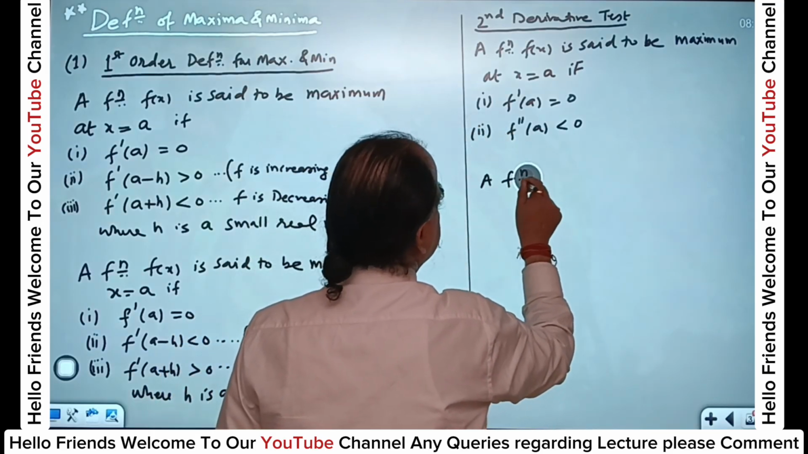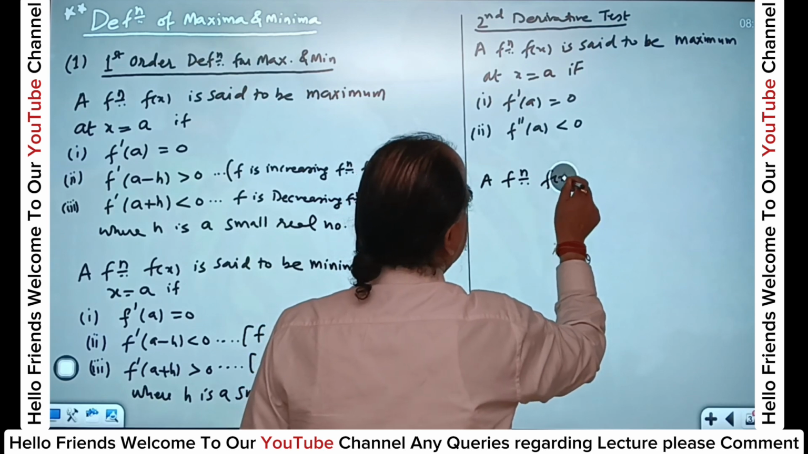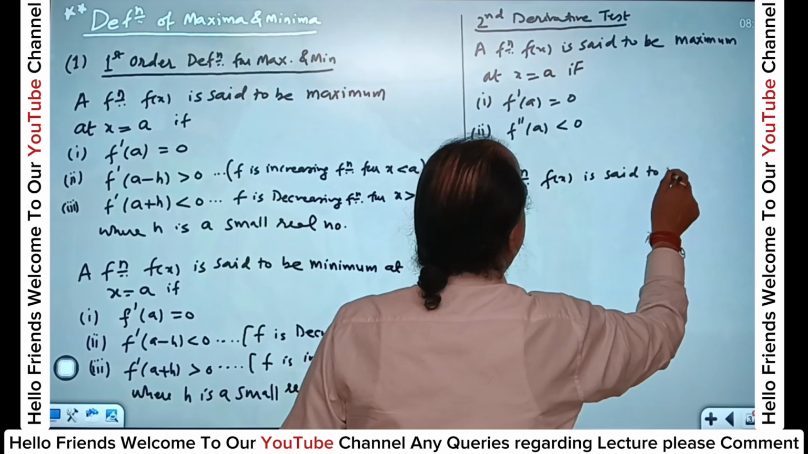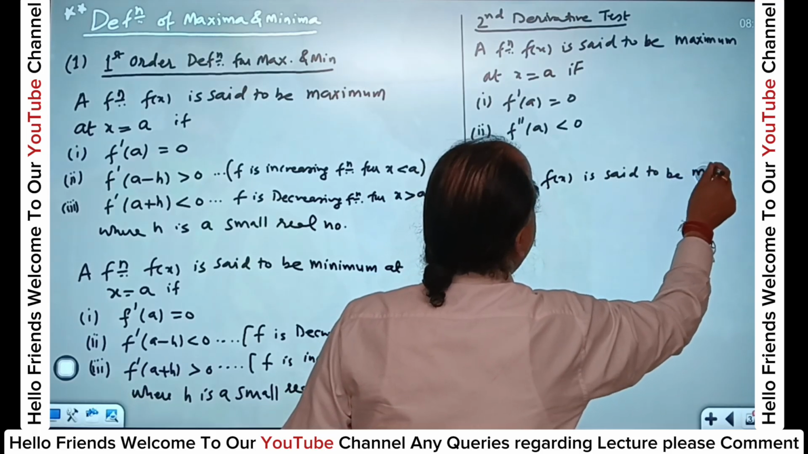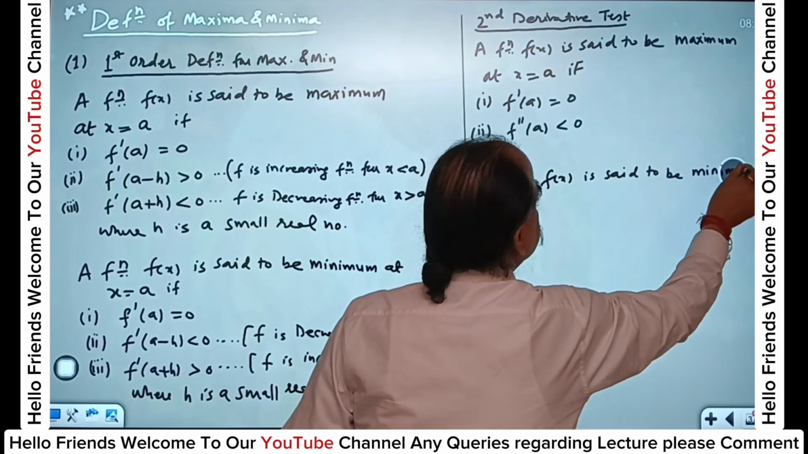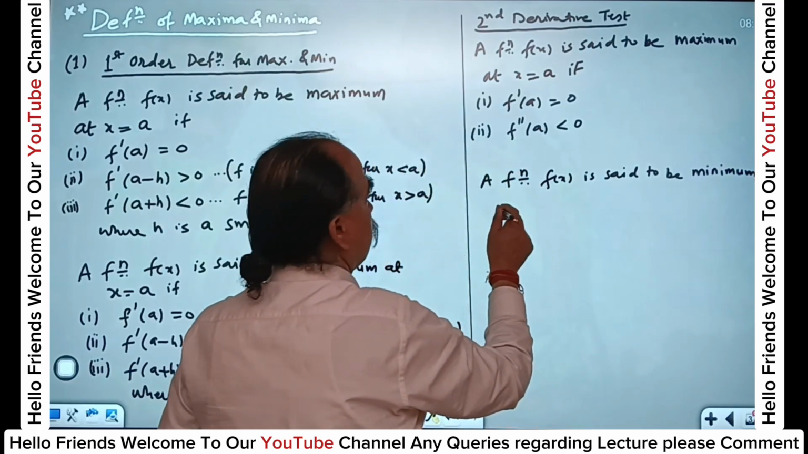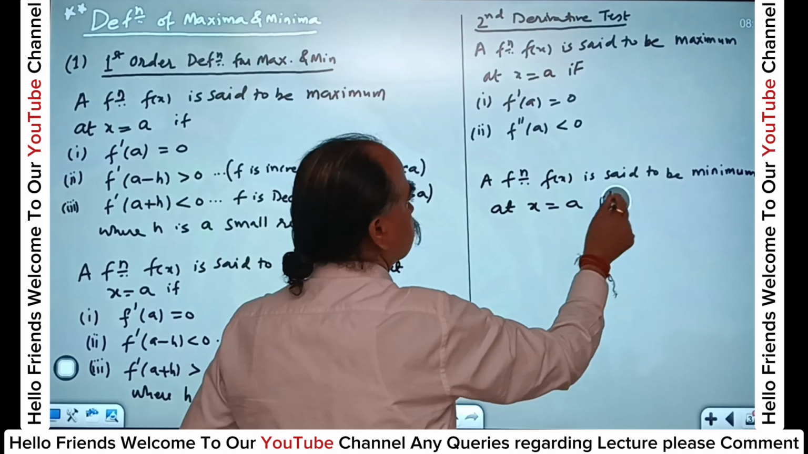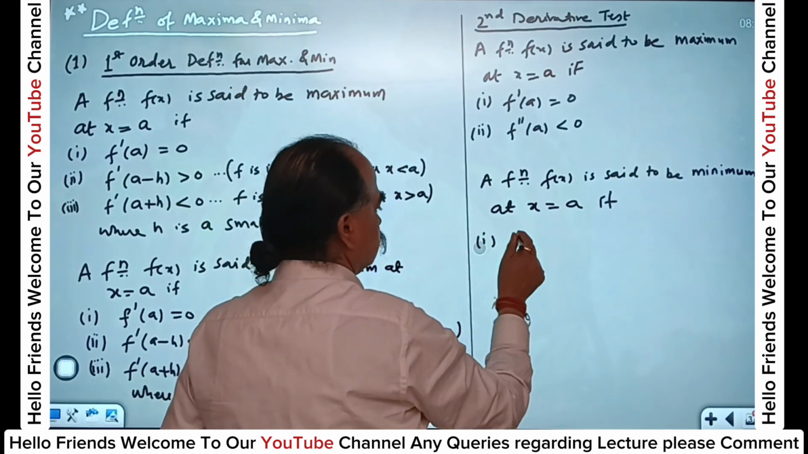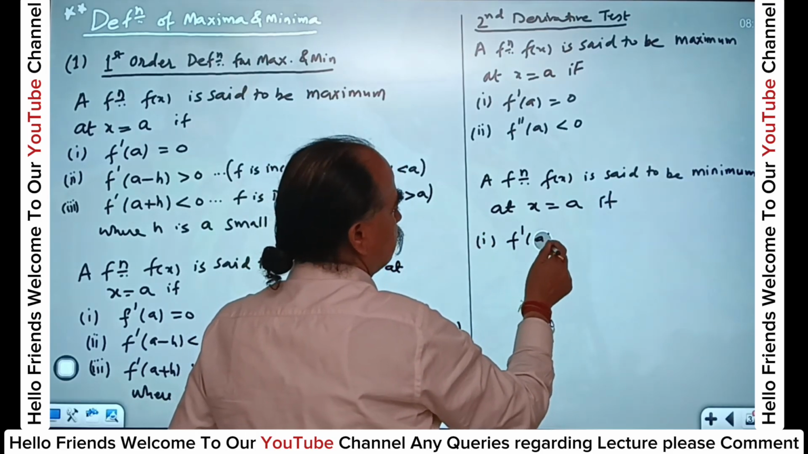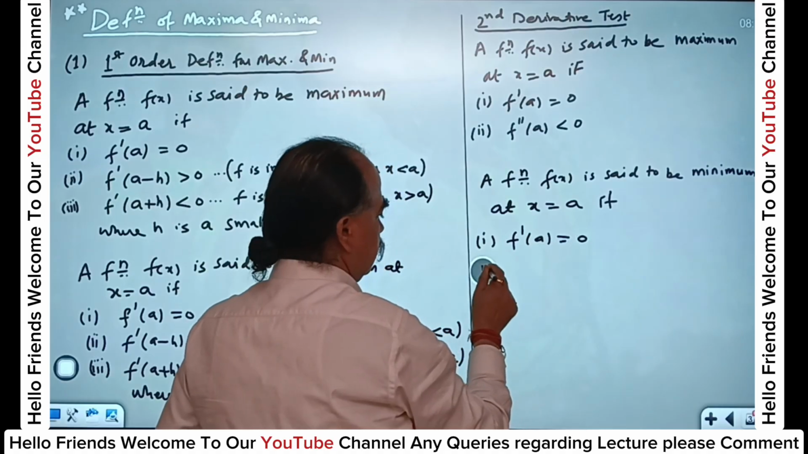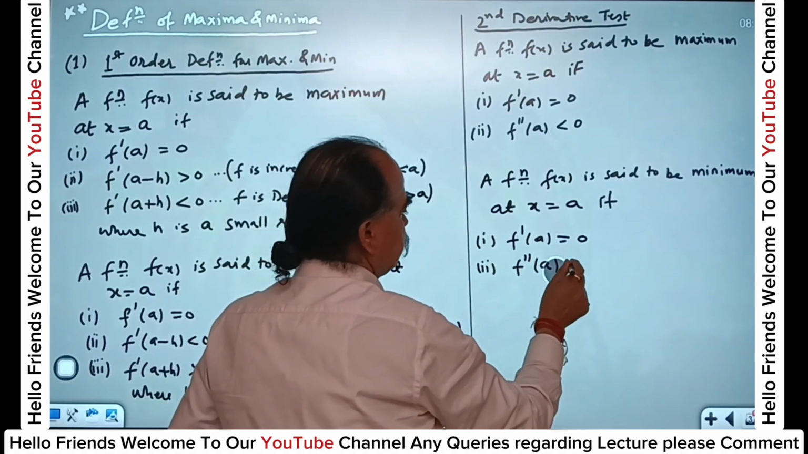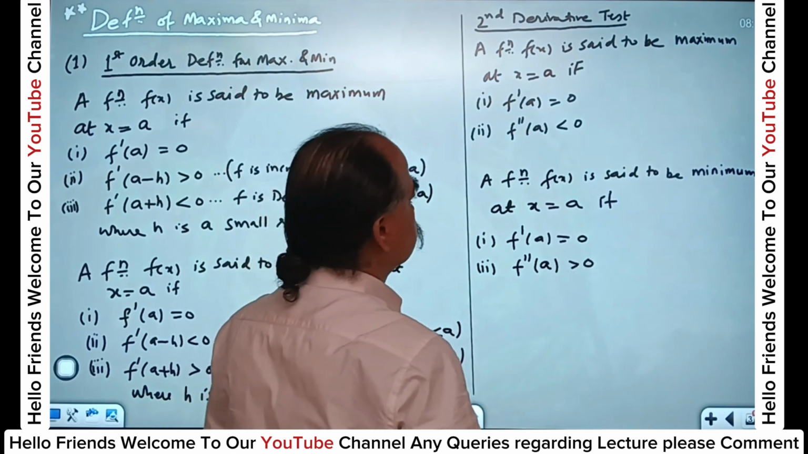A function f(x) is said to be minimum at x is equal to a if first derivative is 0 and second derivative at a is greater than 0.